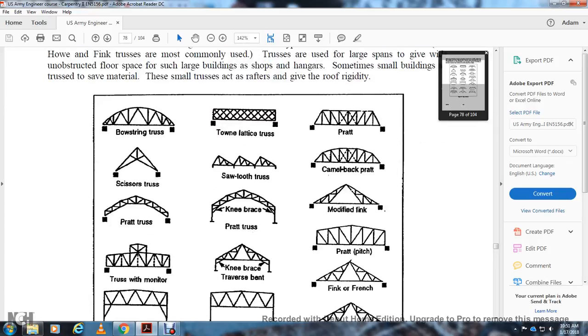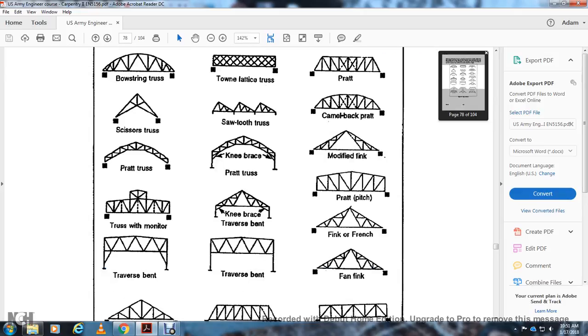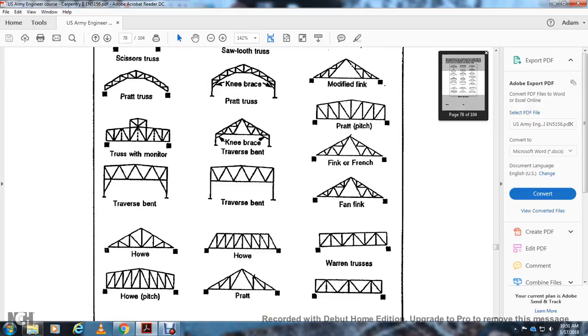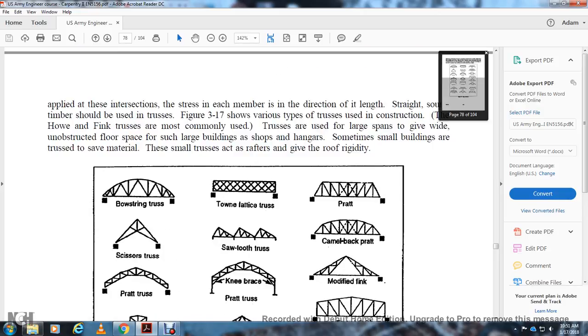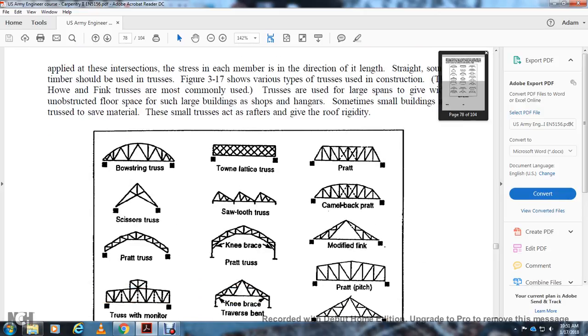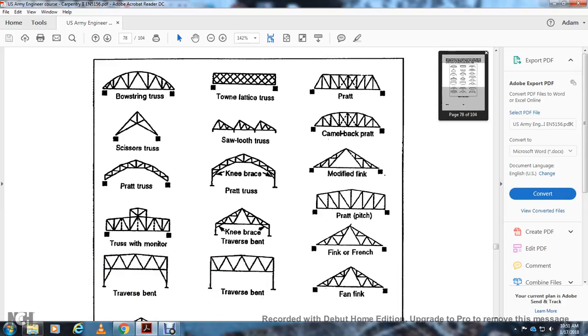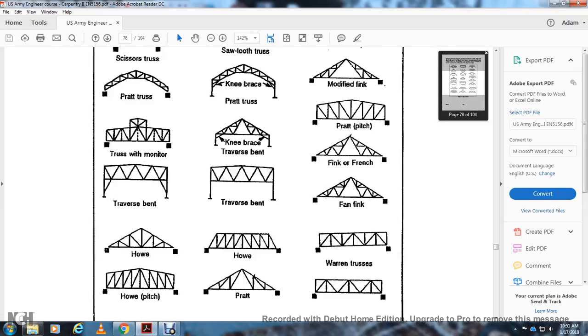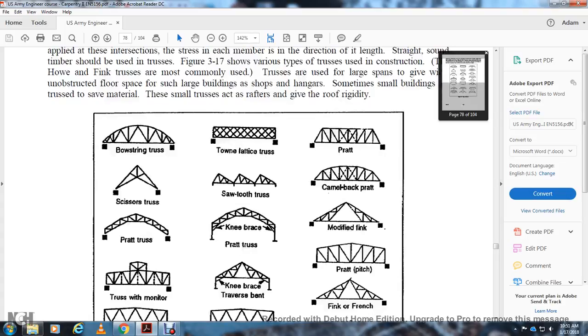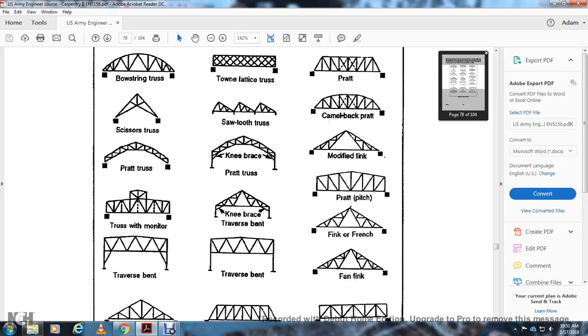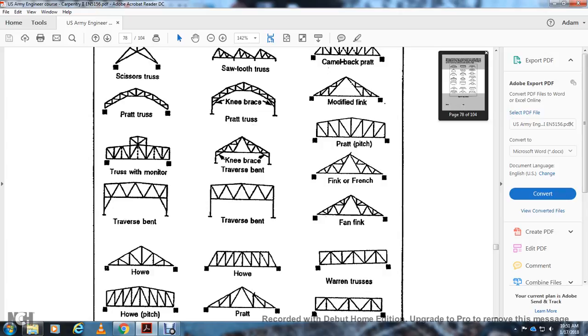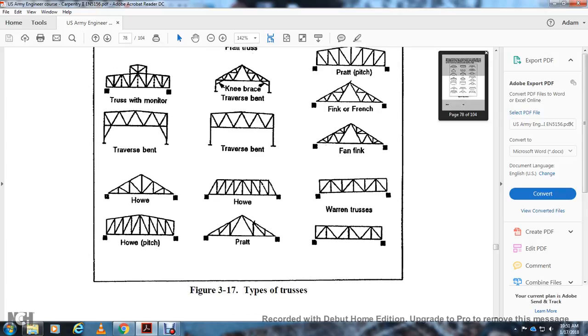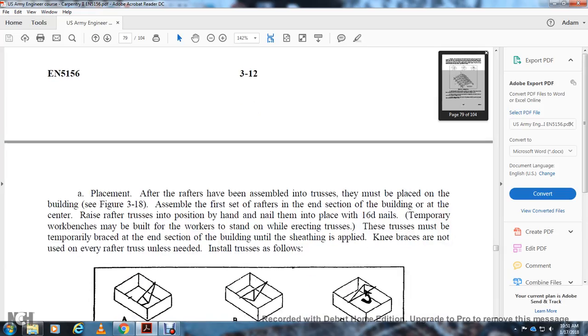This shows the bowstring truss, scissor truss, Pratt truss with monitor, transverse Howe pitch, lattice truss, sawtooth truss, knee brace, Pratt truss, knee brace, transverse bent, Howe truss, Pratt, camelback Pratt, modified Pratt pitch, Fink or French, Warren truss, and then another Warren truss type.